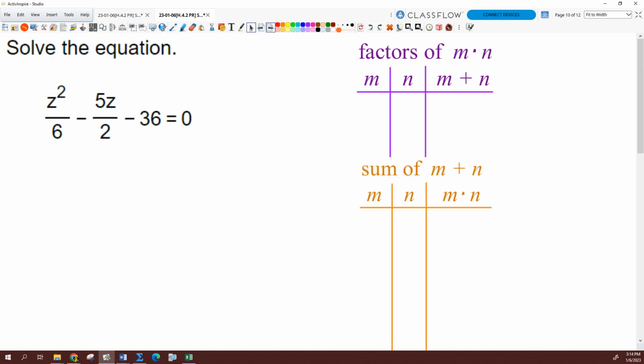Okay, how about this guy? That looks ugly, huh? But we don't panic when we see equations that have fractions in them. What do we do? We clear the fractions, don't we? What can I do to clear the fractions here? What am I going to multiply by? 6.